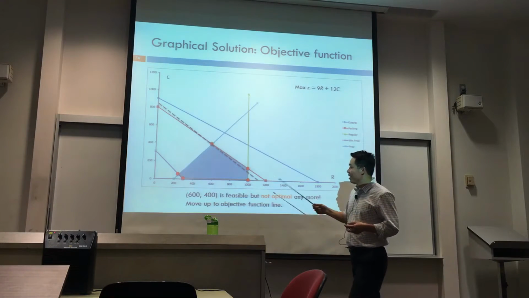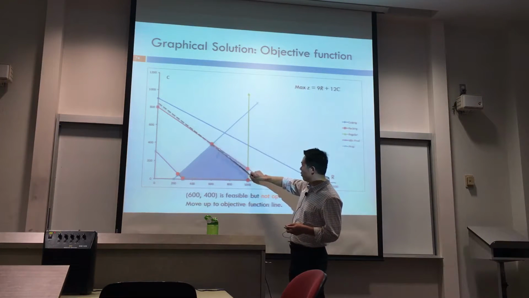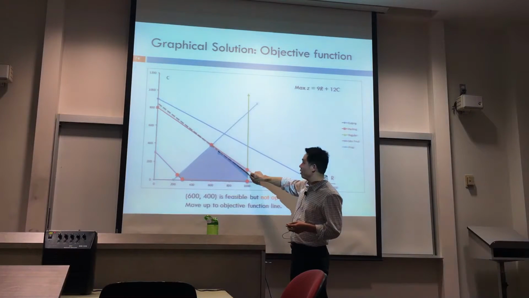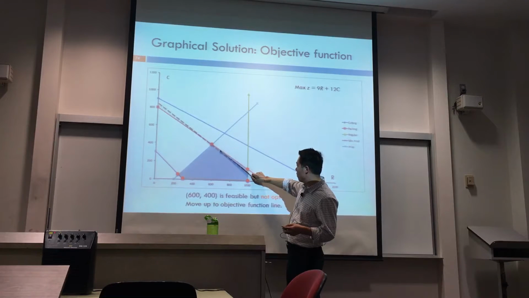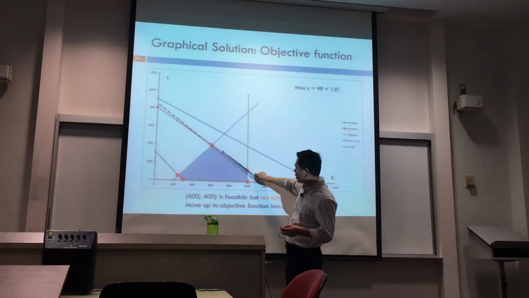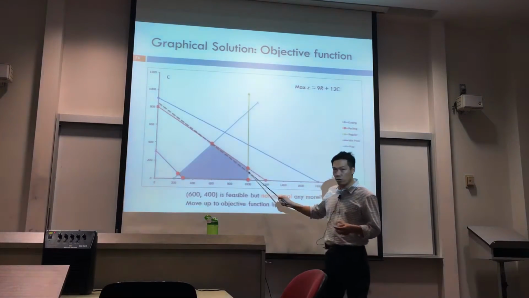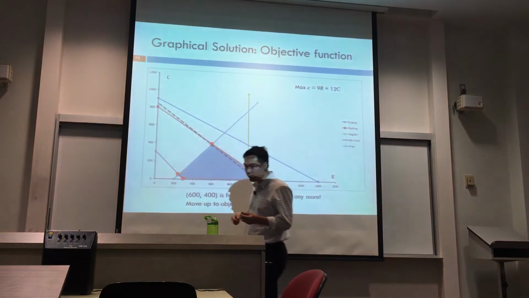Thanks. Okay, so if this is the objective function line, right? You try to move away from 0 as much as you can. Of course, you move to here, right? This will be the last point you touch. Okay. Excellent.